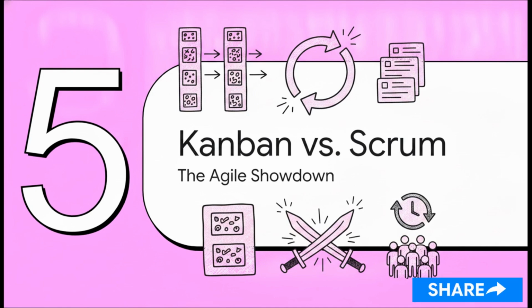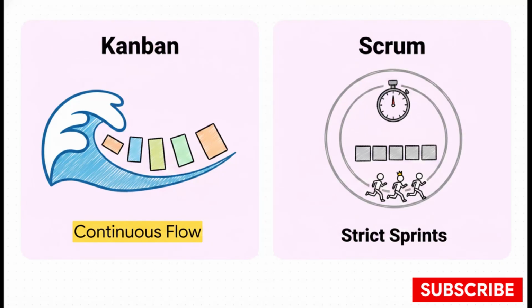Section 5, Kanban versus Scrum, the ultimate agile showdown. And this brilliantly illustrates the big debate in the agile world, where Kanban and Scrum take totally different approaches. Kanban is like a continuous wave. Your priorities are flexible, the flow is continuous, and there are no mandatory roles. You're really just governed by those WIP limits.